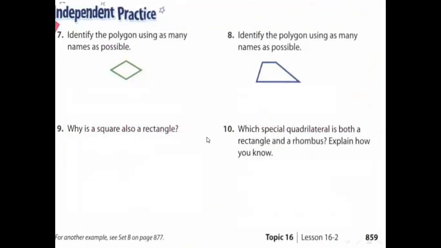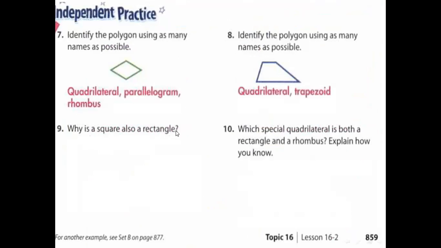Identify the polygon using as many names as possible. So here I have this shape, which, as I said before, is a rhombus, and we can say the rhombus is a parallelogram and a quadrilateral. Question number 8, this shape is called a trapezoid, and a trapezoid is directly called a quadrilateral, because any polygon with four sides is called a quadrilateral. So this shape is called a trapezoid and a quadrilateral.